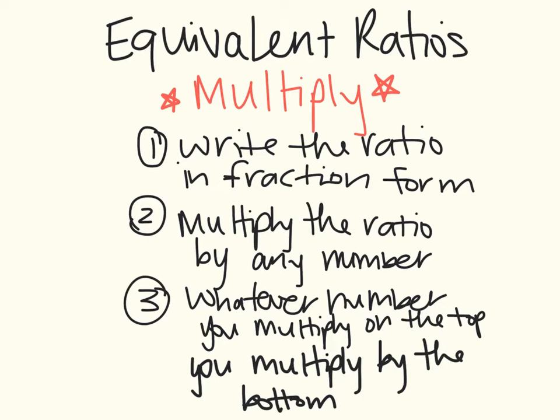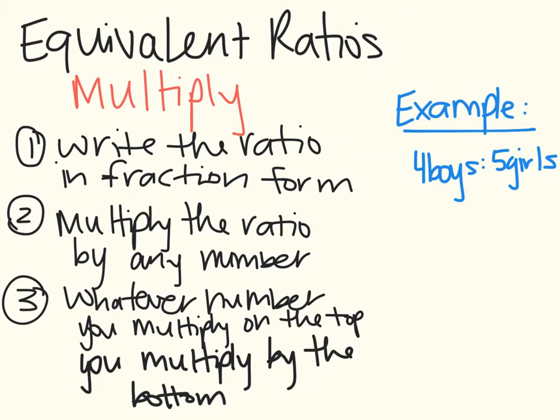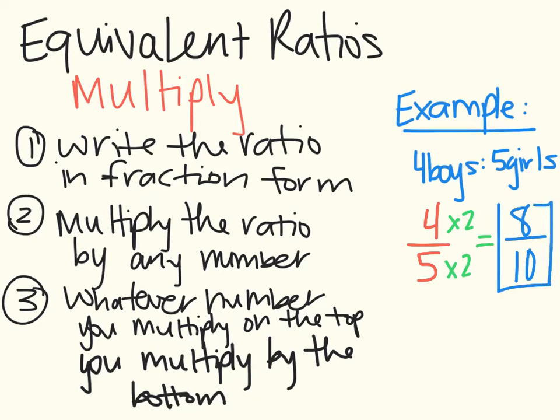So let's take a look at an example. Once again, we have our directions written on the side, 1, 2, and 3, and you'll see the example 4 boys to 5 girls. So I'm going to go ahead and do my first step. It says write the ratio in fraction form. So I'm going to put 4 over 5. You can either keep the labels or you don't have to. It's up to you. I'm going to multiply the ratio by any number. 2 is a pretty easy number to always multiply by, so I'm going to use the number 2. 4 times 2 is going to get me to 8. 5 times 2 is going to get me to 10. So this is telling me that when I multiply by 2, I would get a ratio of 8/10, and these two ratios, 4/5 and 8/10, are equivalent.